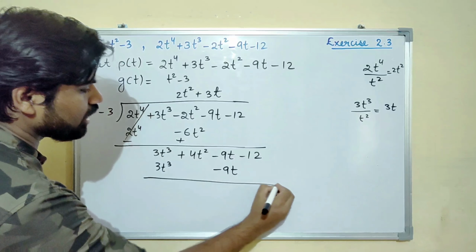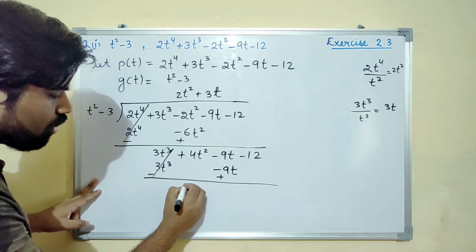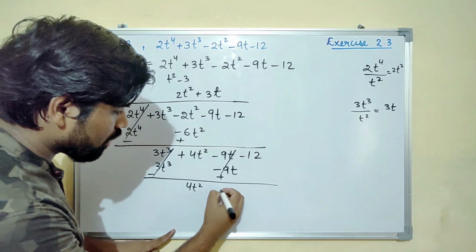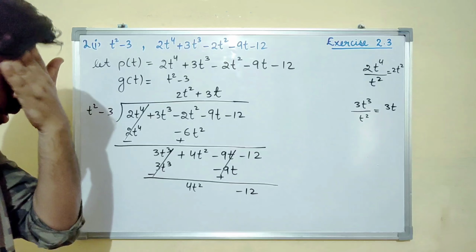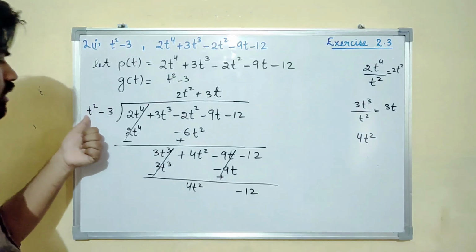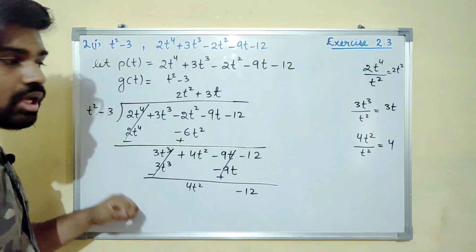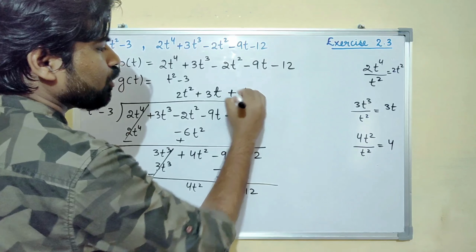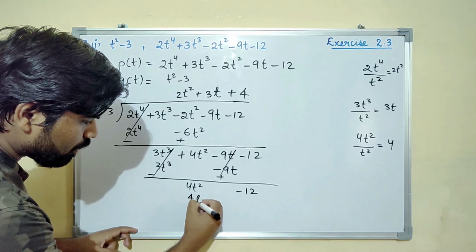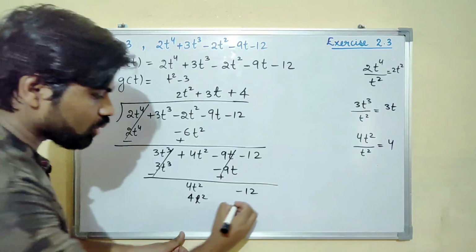Now let us reverse the sign and write it, this is minus and this will be plus. This will be cancelled, 4t square will come here and this will be cancelled also. Okay, and minus 12 will be there. Now the first term of the dividend is 4t square and the first term of the divisor is t square. It will give 4, plus 4. So write it here, plus 4. Now when you multiply 4 by t square, you will get 4t square, and when you multiply 4 by minus 3, you will get minus 12.